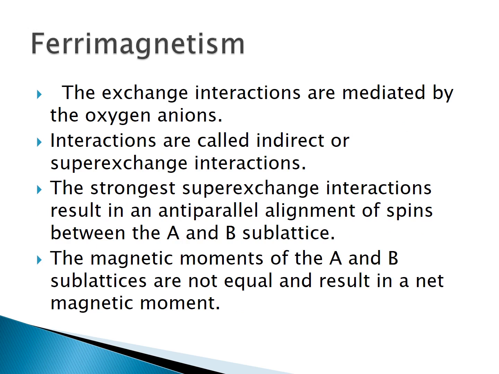The exchange interactions are mediated by the oxygen ions. In this compound, oxygen will act as an ion. These interactions are called indirect or superexchange interactions. The strongest interactions result in the anti-parallel alignment of the spins between the A and the B sublattices. The magnetic moments of the A and the B sublattices are not equal and result in a net magnetic moment.